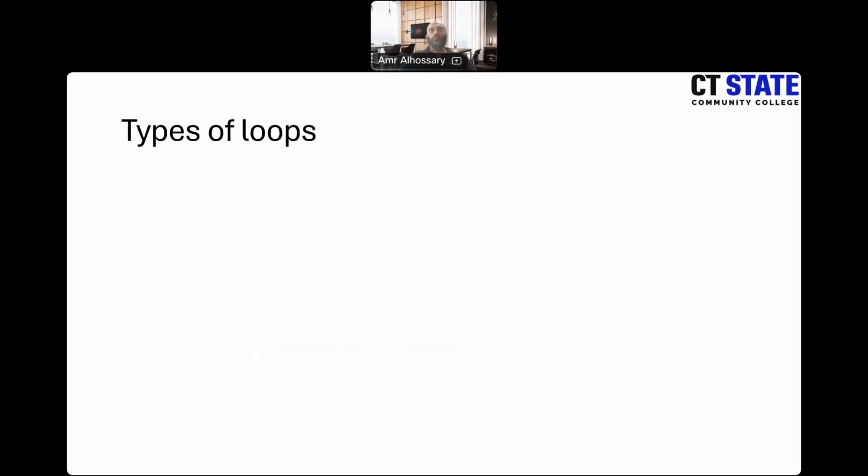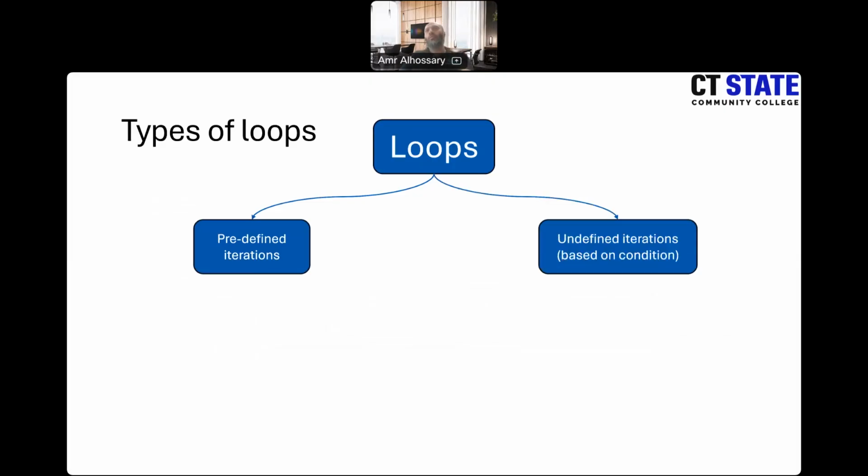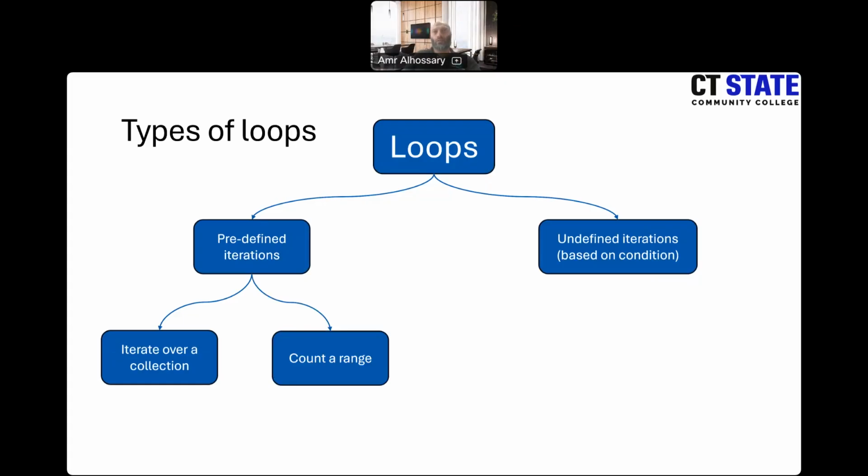There are generally two types of loops. One type is with predefined iterations, also known as definite. This is the name which is used in the course book, predefined. And the other type is the undefined iterations, which is based on condition. Those with predefined iterations can either iterate over a collection. We talked about collections earlier. If you don't remember that, revert to review the data type video. So either iterate over a collection or count a range.